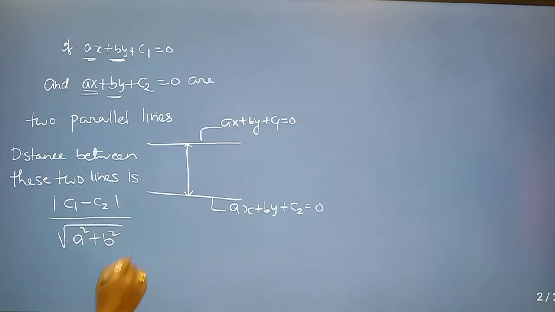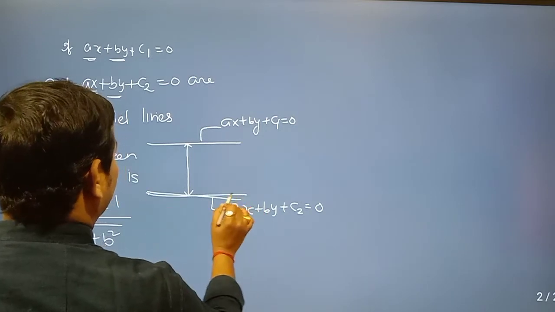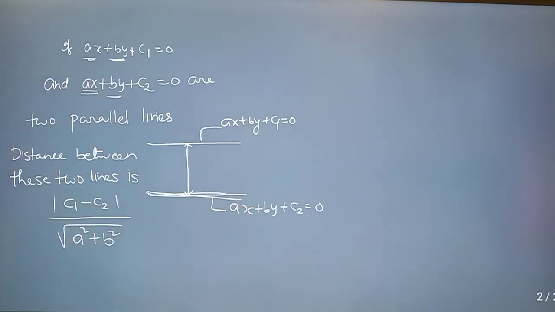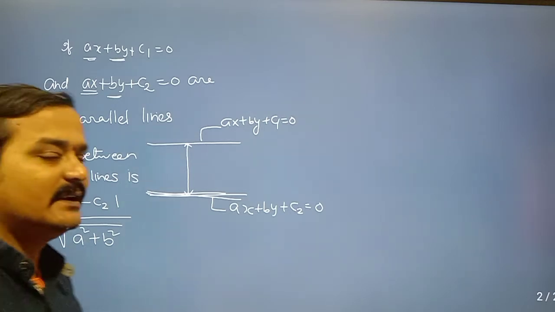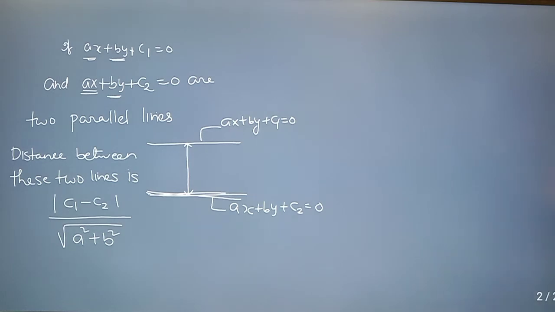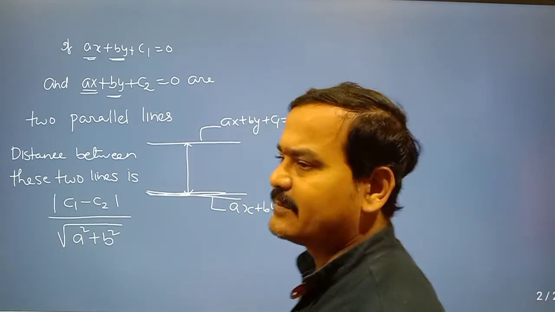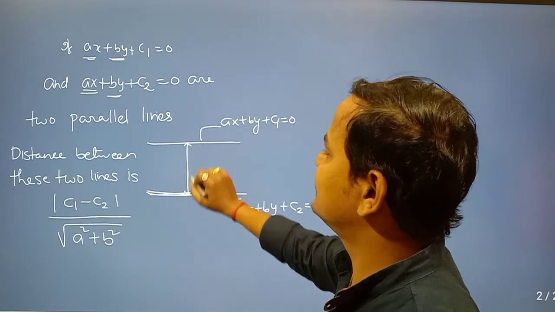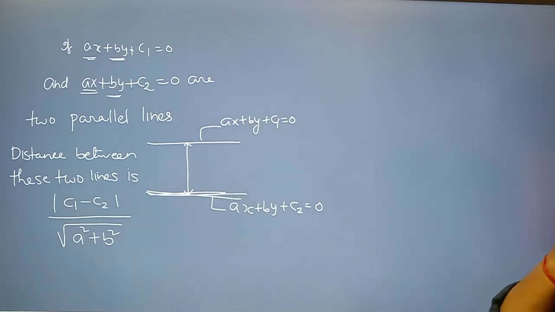So, if any two parallel lines are given, what is the formula for the distance between them? The distance between two parallel lines is the modulus of c1 minus c2 by root over a square plus b square. How does it come? It comes from the previous formula. If you take any point, and the distances are equal, automatically both can be cancelled and finally you get it. No need of the proof.